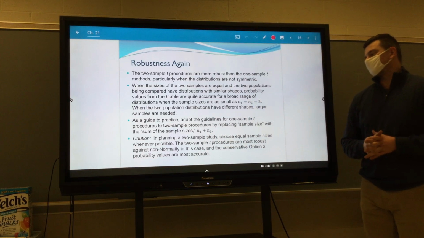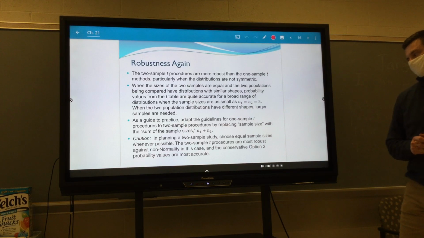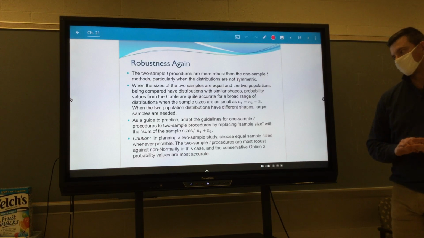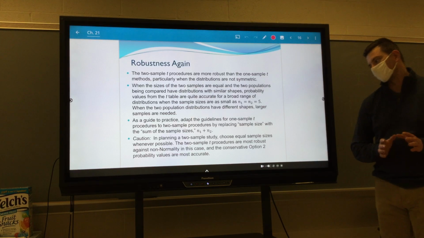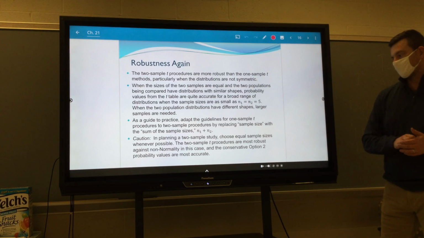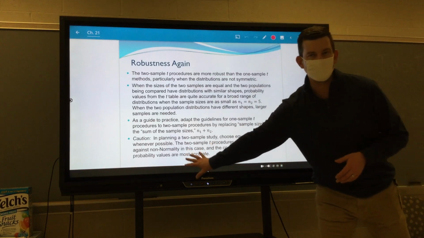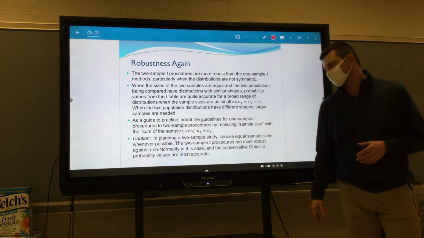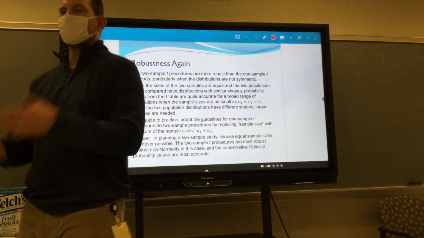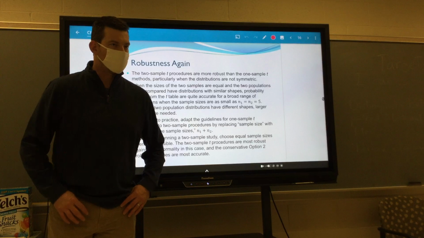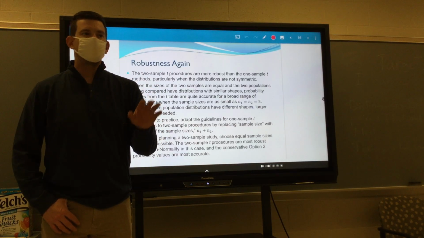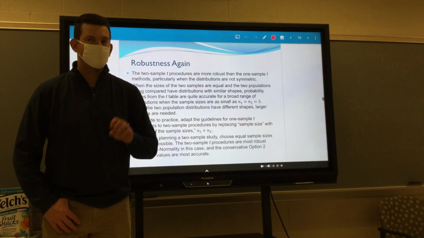They give you a word of caution here. It says, in planning a two-sample study, try to choose equal sample sizes whenever possible. The two-sample t procedures are most robust against non-normality in this case. And the conservative option 2, doing stuff by hand, probability values are most accurate in that case. Okay. Again, you want to try to compare samples of equal size. Doesn't have to be perfectly equal, but in the same neighborhood or ballpark, that's good.